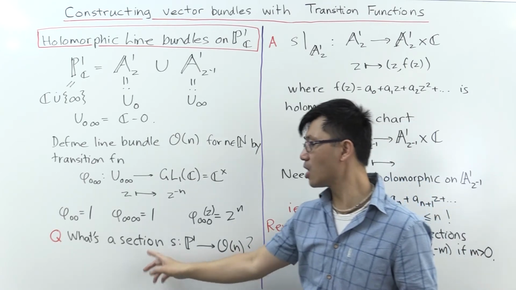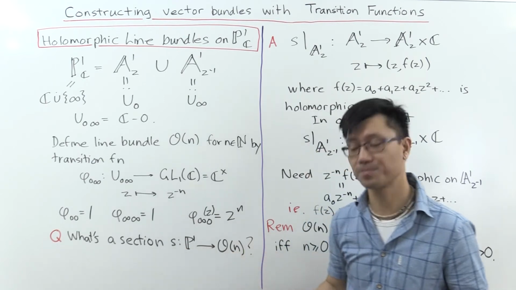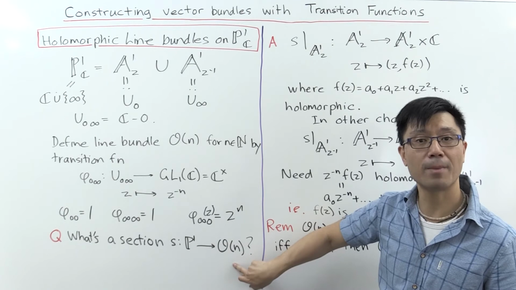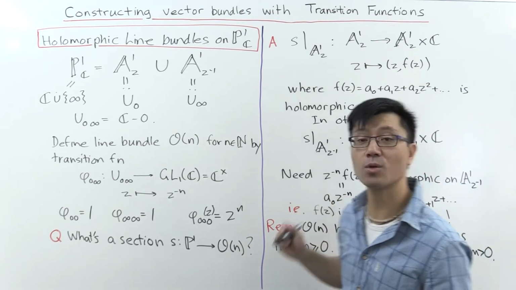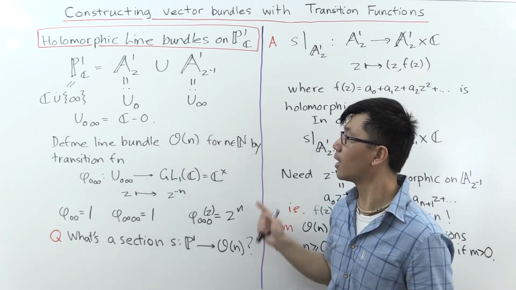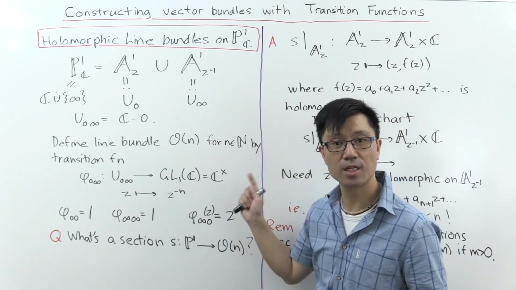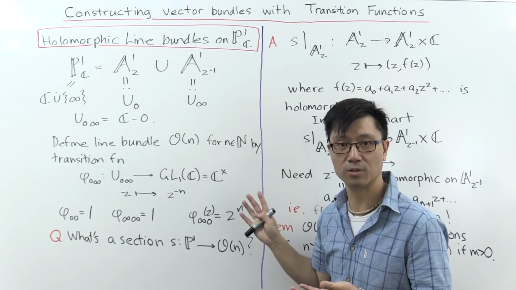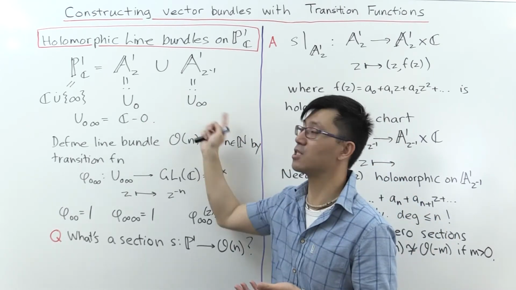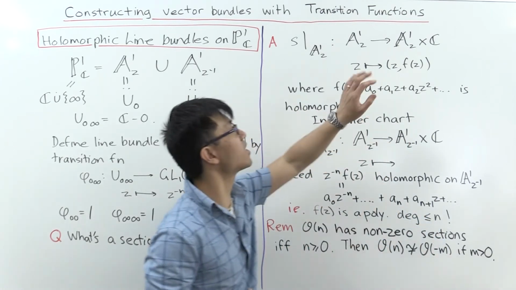Okay, so let's suppose our section S goes from P1 to our line bundle O(n). And let's see what happens. Okay, so the way this was defined was using transition functions and hence gluing trivial bundles. So we'll look over those trivializations on each of these patches and see what we get. Okay, so that's done over here.